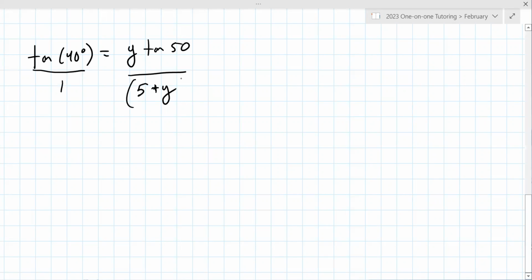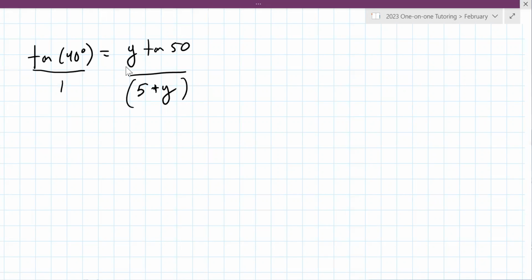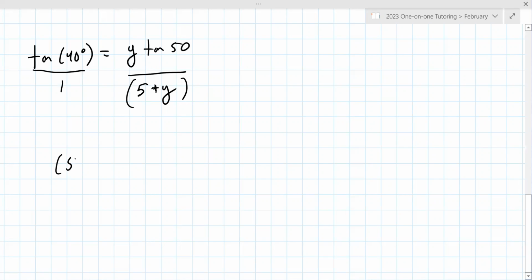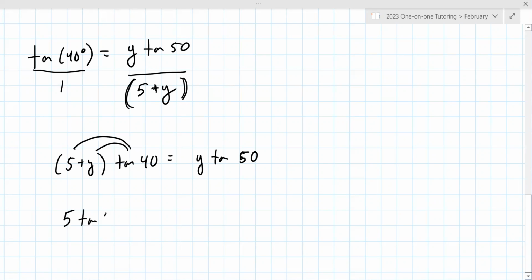Okay. So we're going to multiply both sides by 5 plus y, or basically cross multiply. So it's 5 plus y in parentheses tangent 40 equals y tangent 50. And then you're going to distribute this tangent 40 to both. So it's not just the y, it's 5 plus y in parentheses. So it's 5 tangent 40 plus y tangent 40 equals y tangent 50.